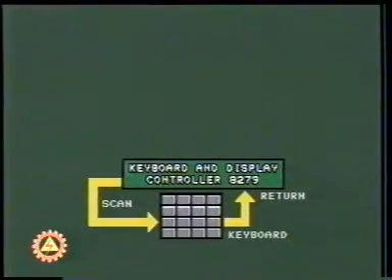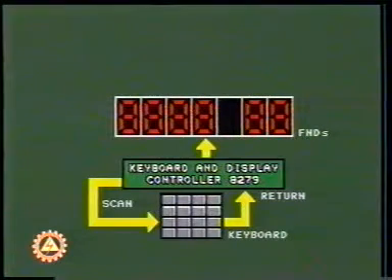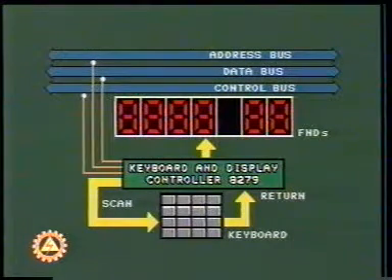For operators interface and display unit, we use 8279 keyboard and display controller chip. The 8279 chip has capabilities to control the 16 keys keyboard through scan and return lines. The 8279 chip also controls the 7-segment FNDs which constitute the display unit. The 8279 is interfaced to the processor through its address, data and control buses.